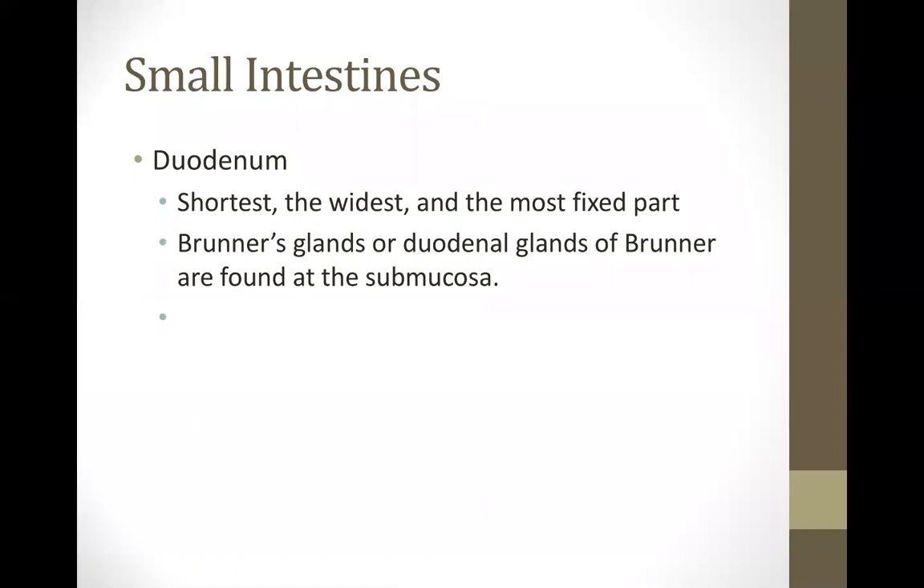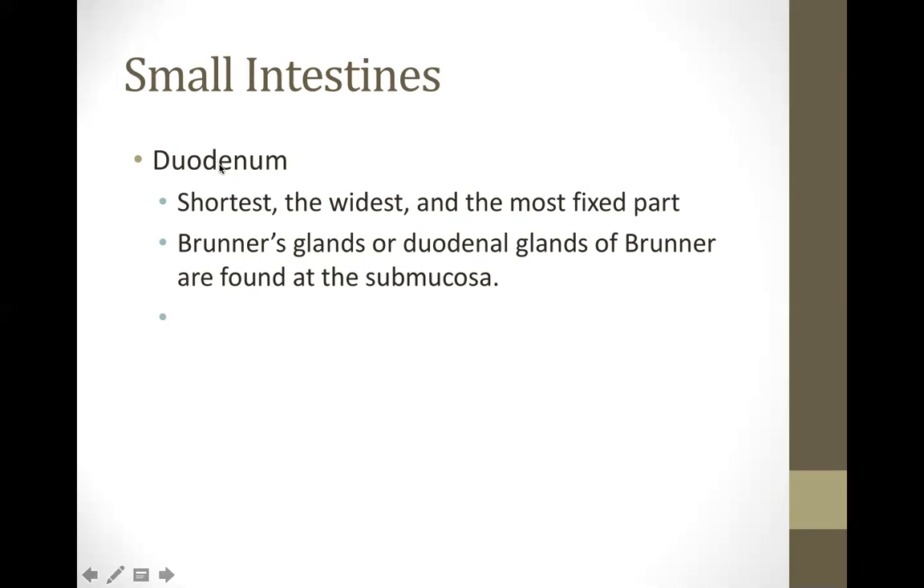Okay, now let's discuss the segments of the small intestine and their characteristic feature. The duodenum is the shortest, the widest, and the most fixed part of the small intestine. As I mentioned a while ago, duodenum is included together with the esophagus na merong glands sa submucosa, and we call this the duodenal glands of Brunner or Brunner's glands. They are found at the submucosa of the duodenum.